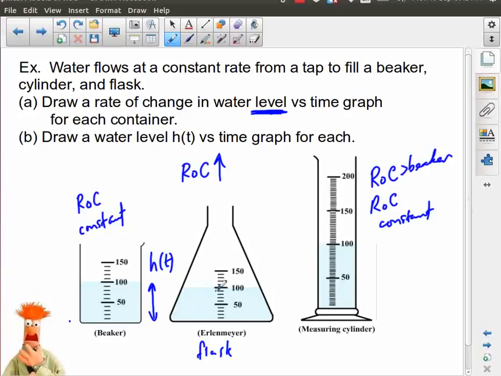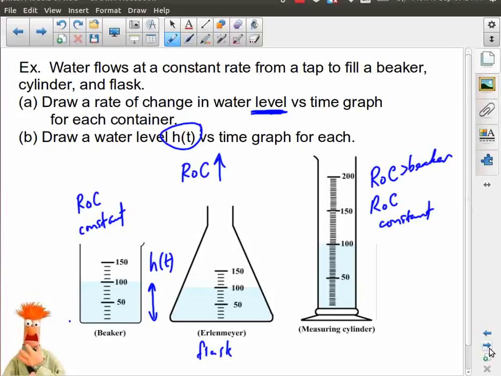The speed at which we measure, and it's the rate of change in height, the speed that we see the height going up here actually is going to start quite slowly, and it's going to get faster and faster and faster. By the time it gets up here to the neck, it is actually narrower than a cylinder. So it will end higher than the cylinder.